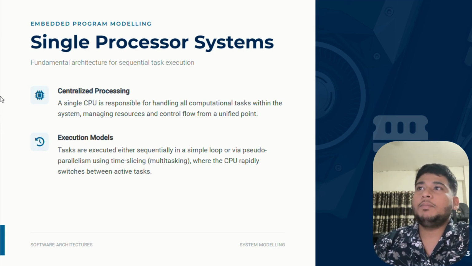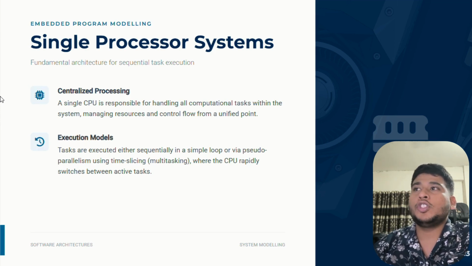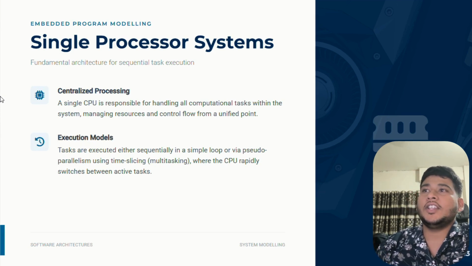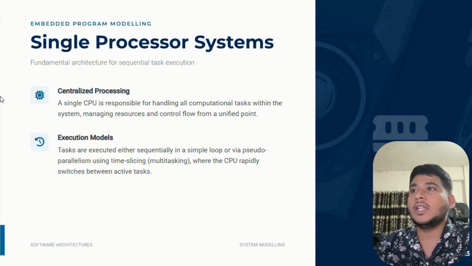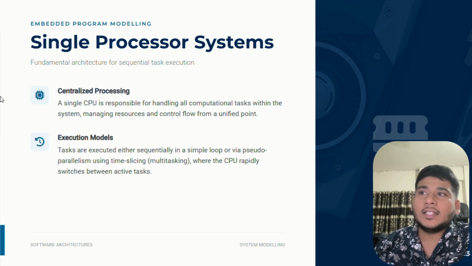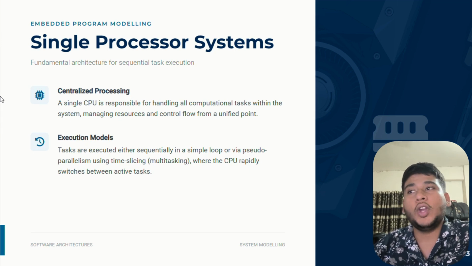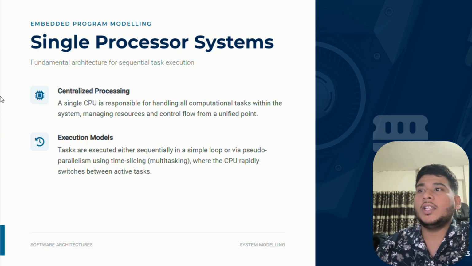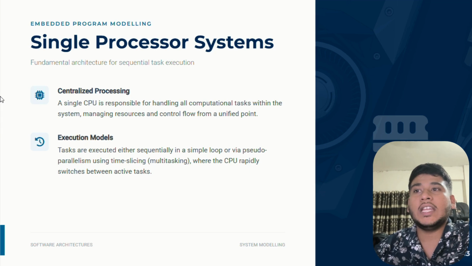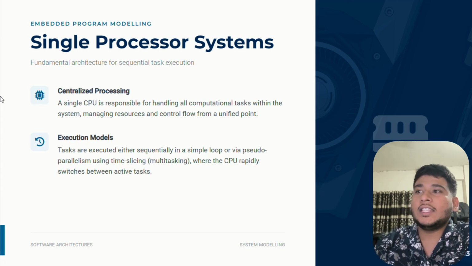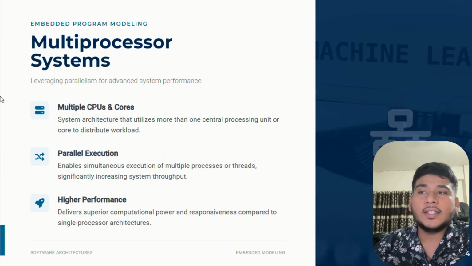Embedded program modeling in a single processor system is a fundamental architecture for sequential task execution. Centralized processing: a single CPU is responsible for handling all computational tasks within the system, managing resources and control flow from a unified point. In the execution model, tasks are executed either sequentially in a simple loop or via pseudo parallelism using time slicing, where the CPU rapidly switches between active tasks.